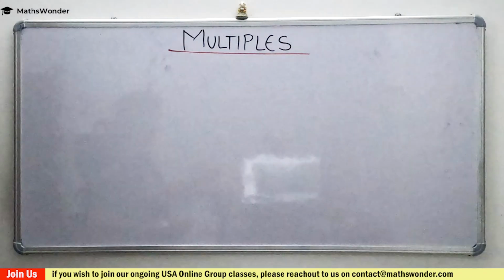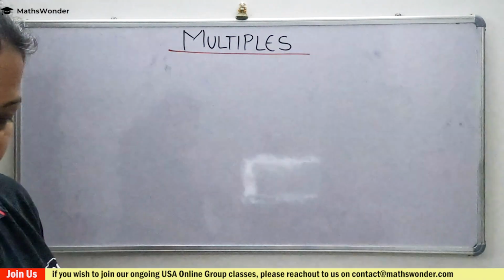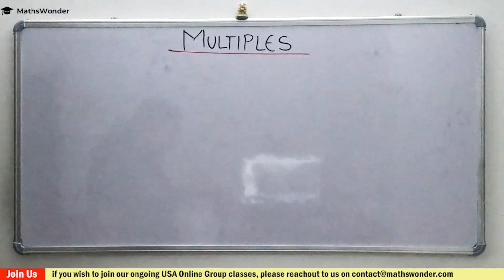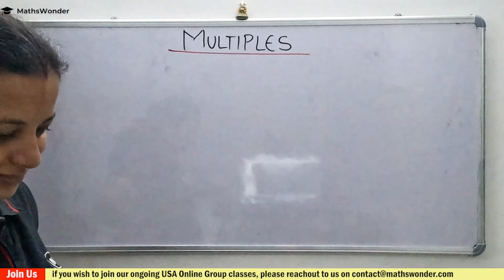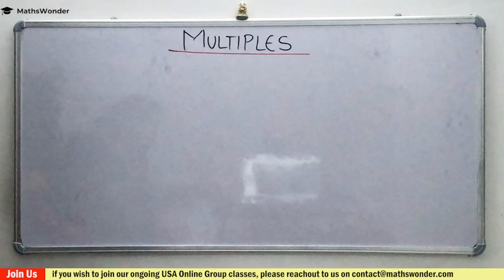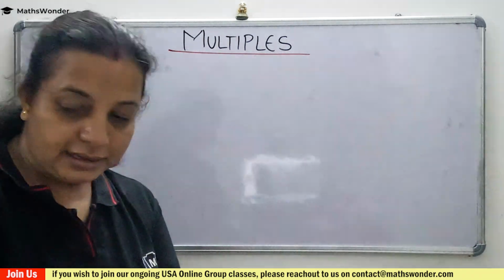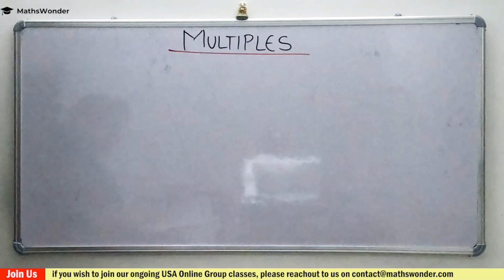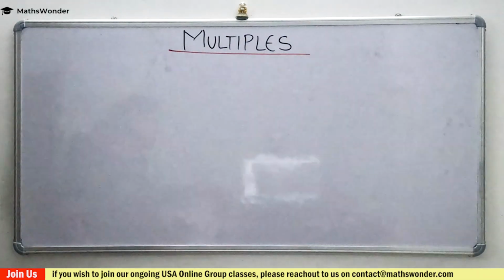So today's topic is multiples. What are multiples? Do you know? The number you get after multiplying two numbers. Yes, we can say that. When a number divides another number exactly, then the dividend is called the multiple of the divisor. Or you can say that multiples of a given number are all those numbers which can be divided completely by the given number.